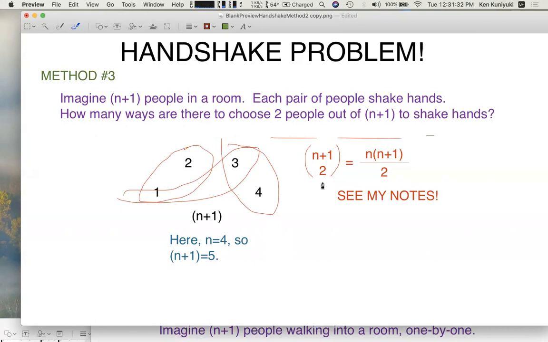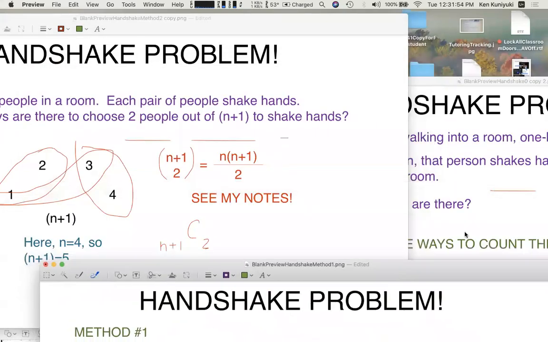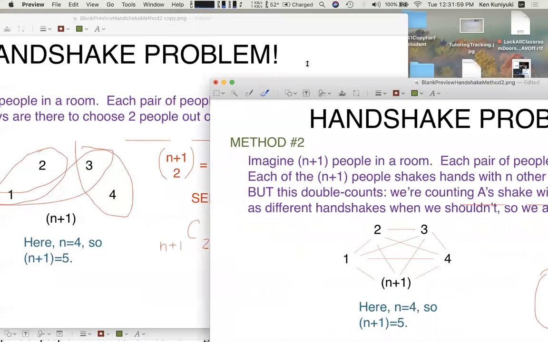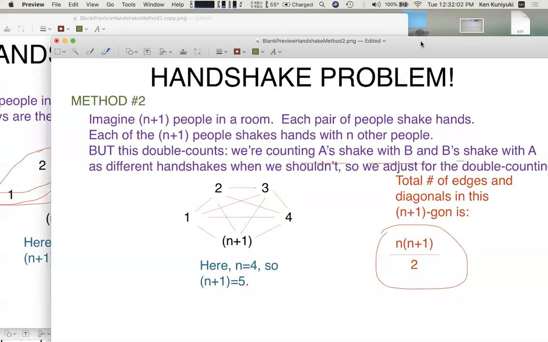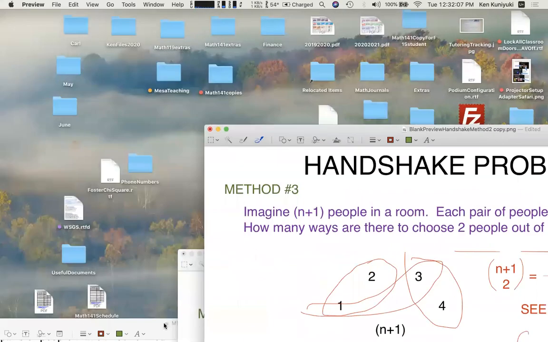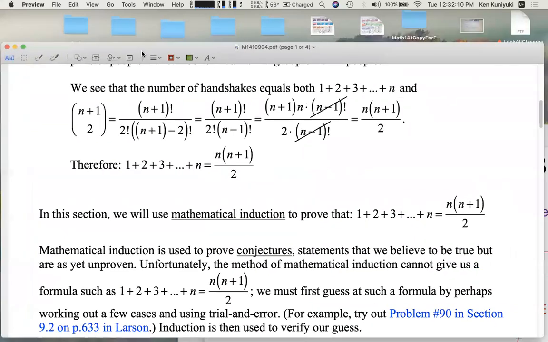N plus 1 choose 2. That's the number of pairs among the n plus 1 people. How many ways are there to choose 2 people out of n plus 1? You can also write this as n plus 1 C 2, the number of combinations of n plus 1 people taken 2 at a time. And I claim that this equals that same fraction we got from the polygon approach, the total number of edges and diagonals. Now, this isn't as obvious, but look at my notes. It's explained in my notes.